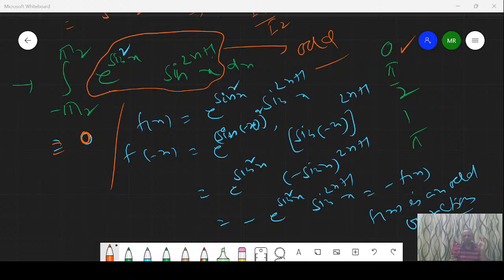Now, the last problem. With today's session, I will complete this last problem. Let's just go through it now.